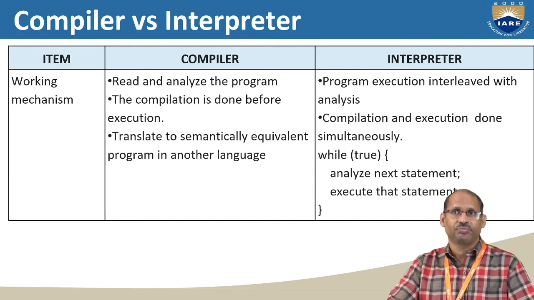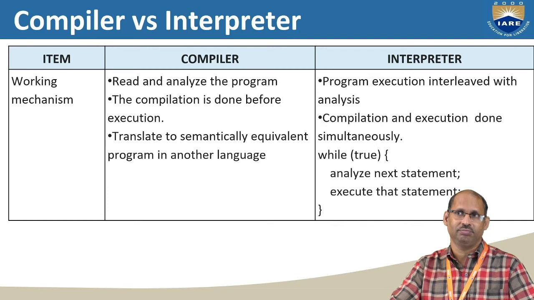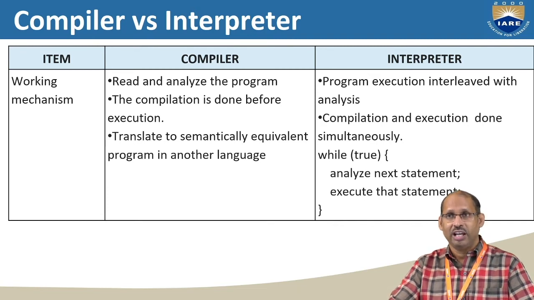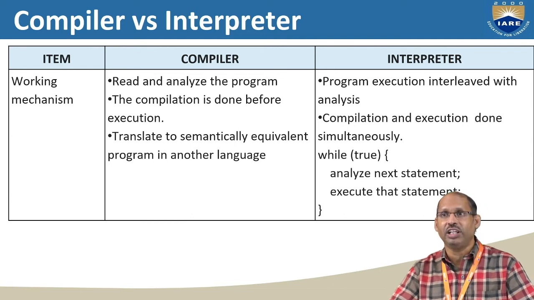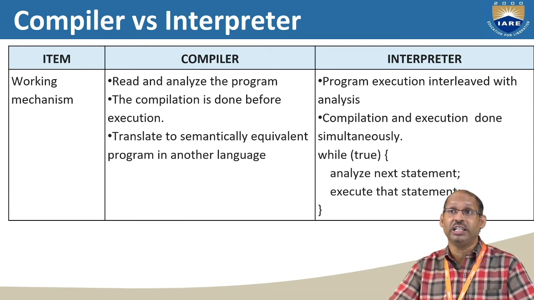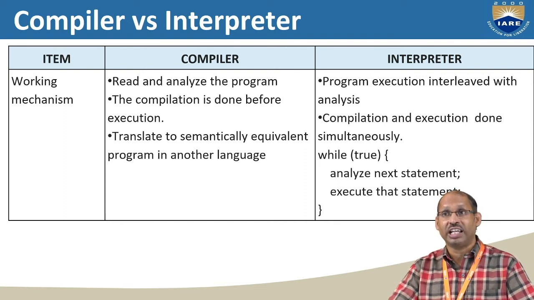So here, if we consider an interpreter, it will be done line by line. It reads one line of code and analyzes it. If any error occurs, it will immediately intimate it. So immediately it will be rectified. We can understand the error locations very easily.